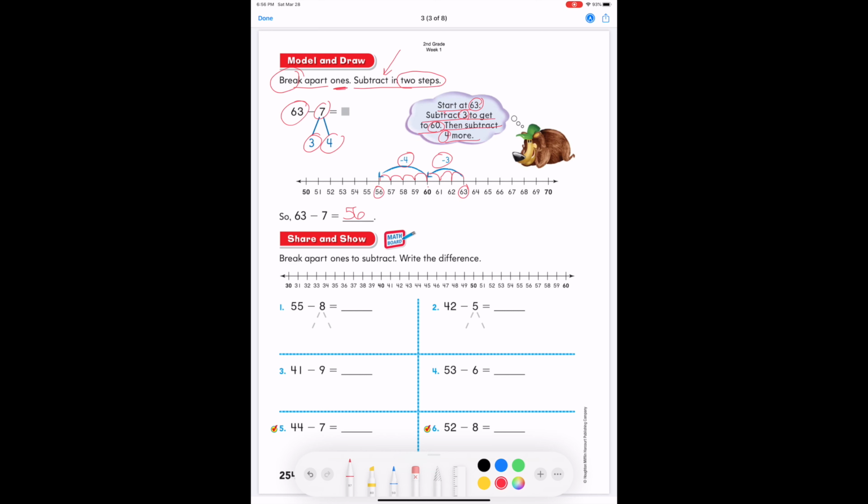56. Okay, real quick, just to go over something. Why are we moving to the left in the number line? Because remember, when we are subtracting, we are jumping backwards to the left. Subtraction is to the left.